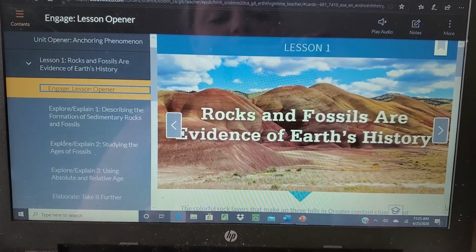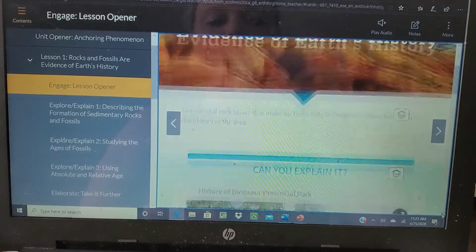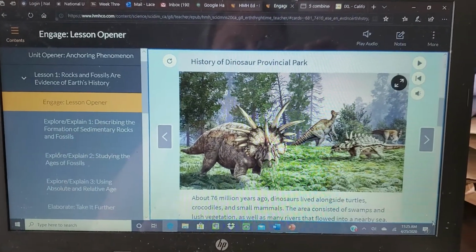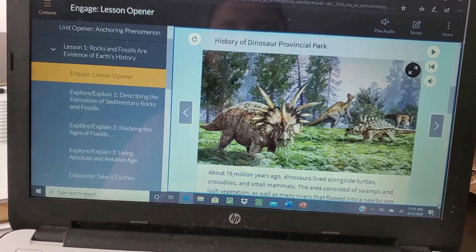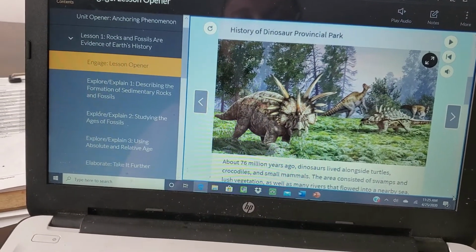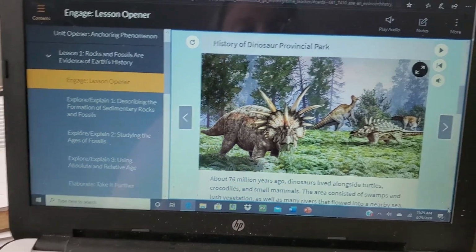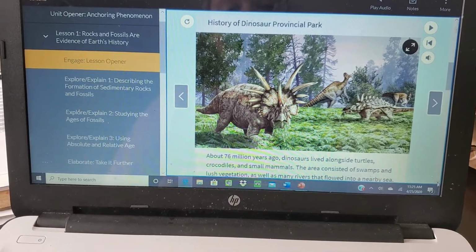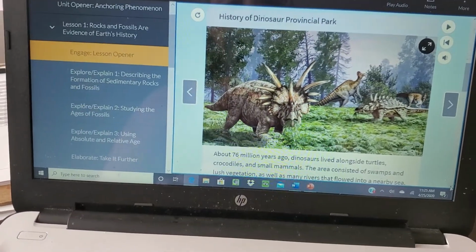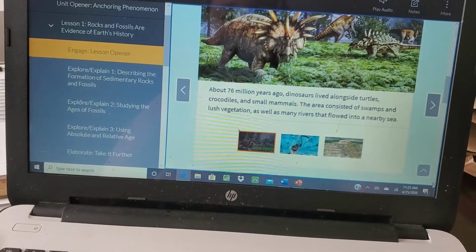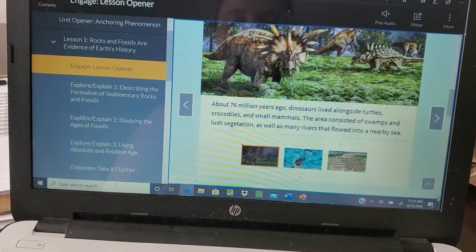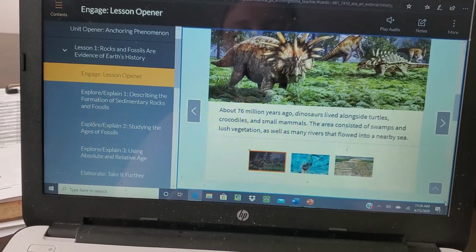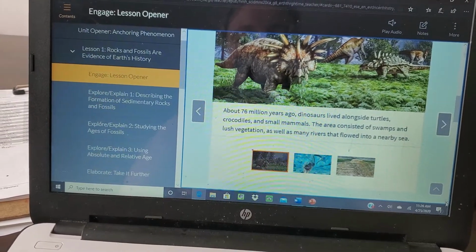So we're going to go down here to, can you explain it? So we talked about dinosaurs, and can we explain dinosaurs and the history of the Dinosaur Provincial Park. This is basically where we've talked about where they're finding a lot of the dinosaur fossils. And can we explain how these fossils have been preserved? About 76 million years ago, dinosaurs lived alongside turtles, crocodiles, small mammals. The area consisted of swamps and lush vegetation, as well as many rivers that flowed into nearby sea.